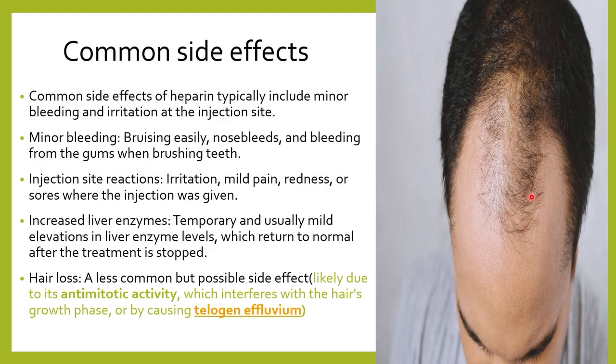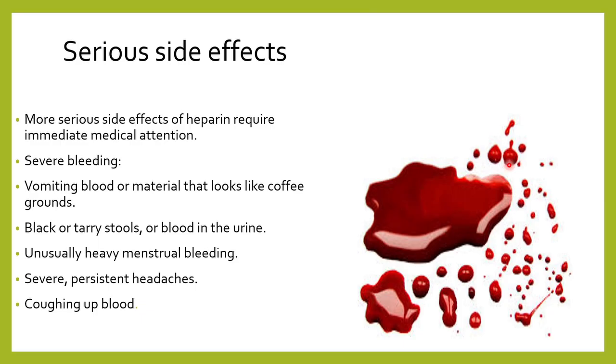Sometimes patients also complain of hair loss. Maybe heparin, because of its anti-mitotic activity, can interfere with the hair growth phase and cause hair loss also. Serious side effects could be severe bleeding, internal bleeding. The patient can vomit blood. The patient can have black or tarry stools when he is bleeding inside the GI tract, heavy menstrual bleeding, persistent headache when he has intracranial bleeding, coughing up of blood. So these are the serious side effects.